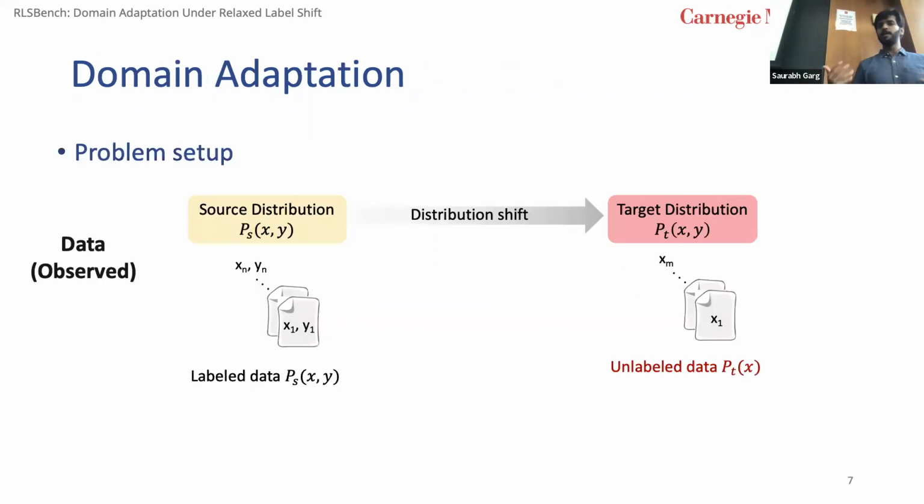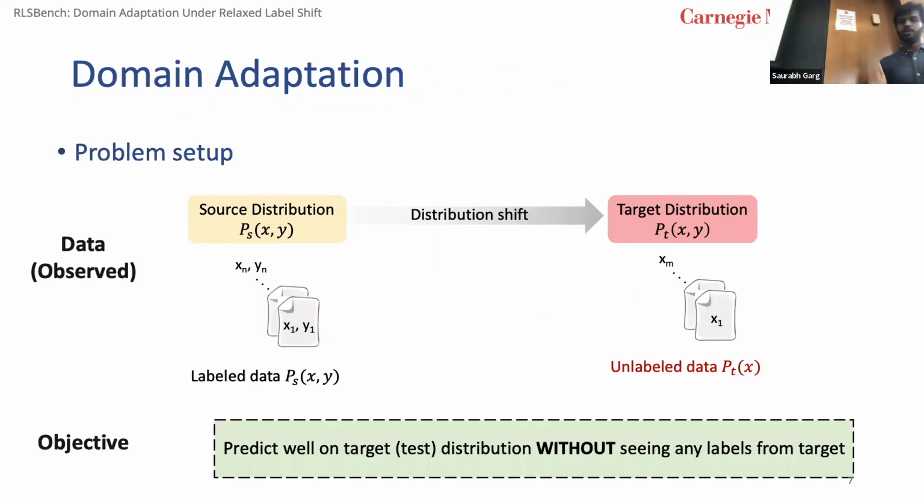Let me introduce the setup a bit formally. We assume that we have n examples from a source distribution, and the distribution may shift to some target distribution P_T, from which we only observe unlabeled examples. The goal is to predict well on the test distribution, that is, this target distribution. I'll use test and target interchangeably, without seeing any labels from the target.